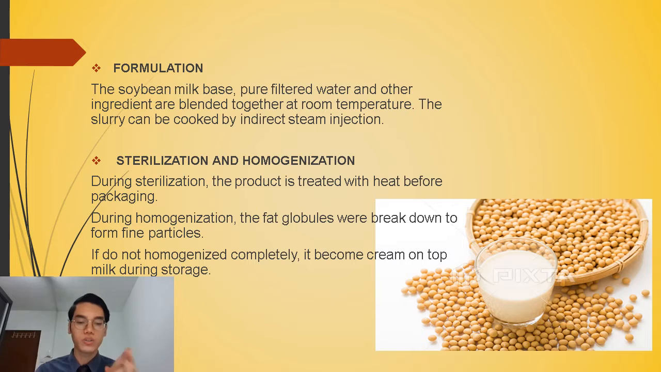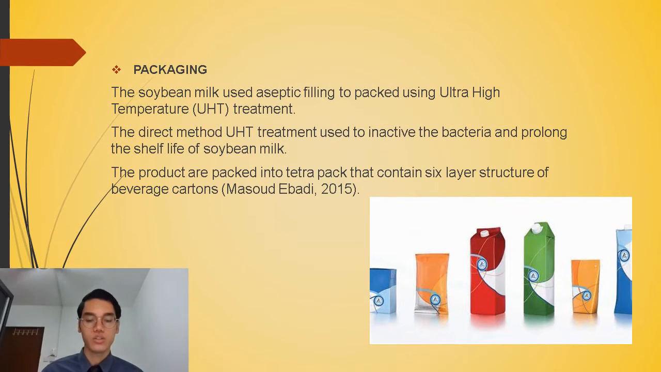The slurry can be cooked by indirect steam injection. Next is sterilization and homogenization. Lastly is packaging. Soybean milk uses aseptic packaging, which is Tetra Pak, with ultra high temperature treatment. The direct method UHT treatment is used to inactivate some bacteria and prolong the shelf life of soybean milk.